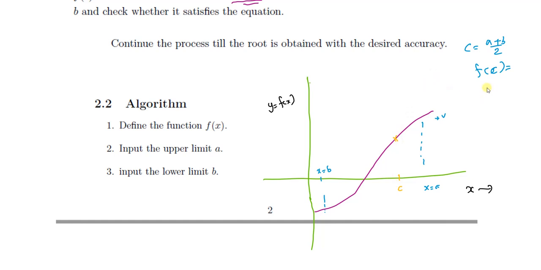Then what do you do? You can find another value, c1. c1 is equal to b plus c by 2. You find the value of f of c1 and check whether it is positive or negative. If f of c1 is negative, this is c1, x is equal to c1, f of c1 is negative. Now you can conclude that the solution is in between c1 and c. Now you find c plus c1 by 2 again.